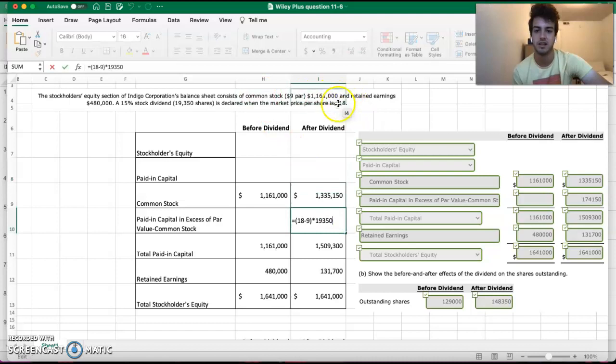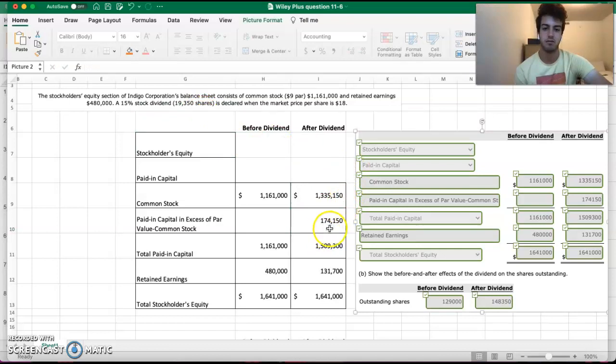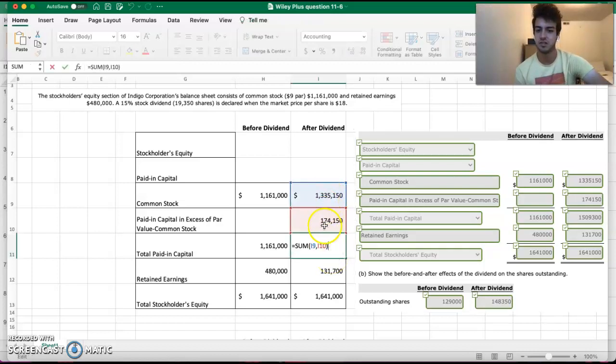For paid in capital in excess of par value common stock, you'll need to take the market price per share, which is $18, and subtract the par value of common stock, which is 9 in this example. So that will be 18 minus 9, and you'll multiply that by the number of additional shares, 19,350. The answer to that will be 174,150. As for total paid in capital, it's also pretty simple. It's just an addition of these two numbers here. Yeah, pretty easy.